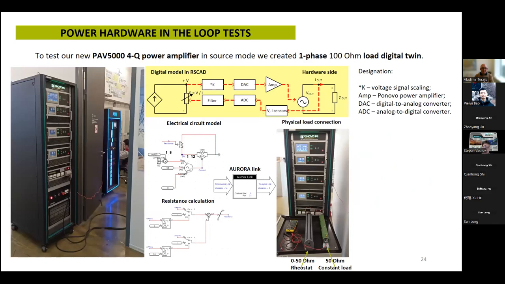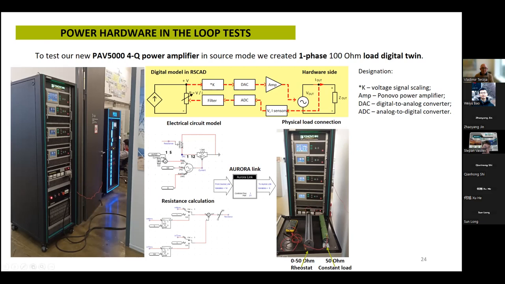The four quadrant amplifier has recently been commissioned to test standard 0.4 kV equipment in our laboratory. Because the simulator itself can output only up to 10 volts, the amplifier is very useful for experimenting with microgrid equipment.